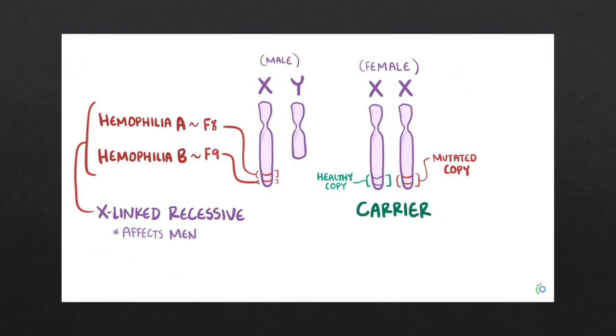So hemophilia A and B are both X-linked recessive, which affects men. Even if a female has a mutated copy transferred from the mother or the father, she is going to have another healthy copy. If the offspring is a male and he receives one mutated copy, it is going to affect only the males and not the females. The females are going to be carriers of the gene.